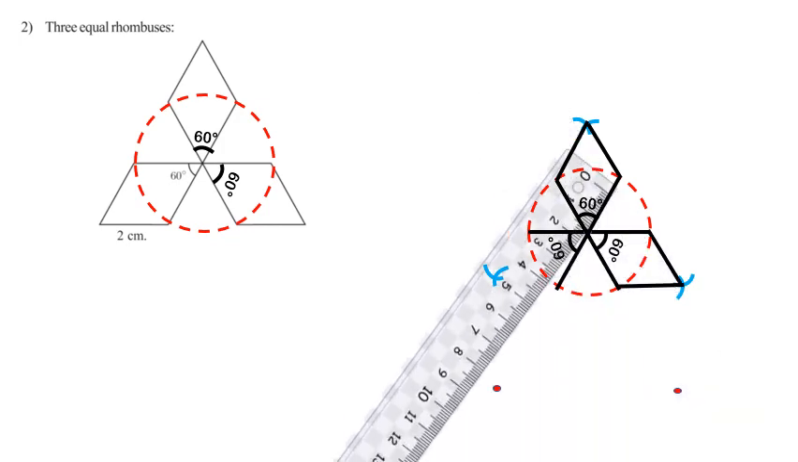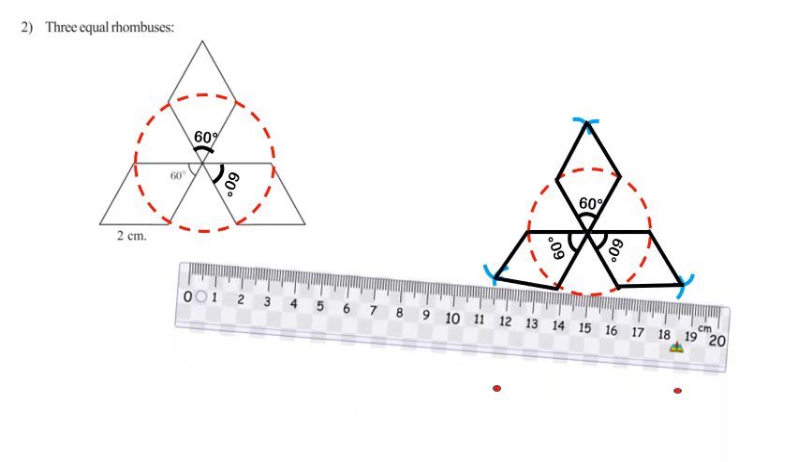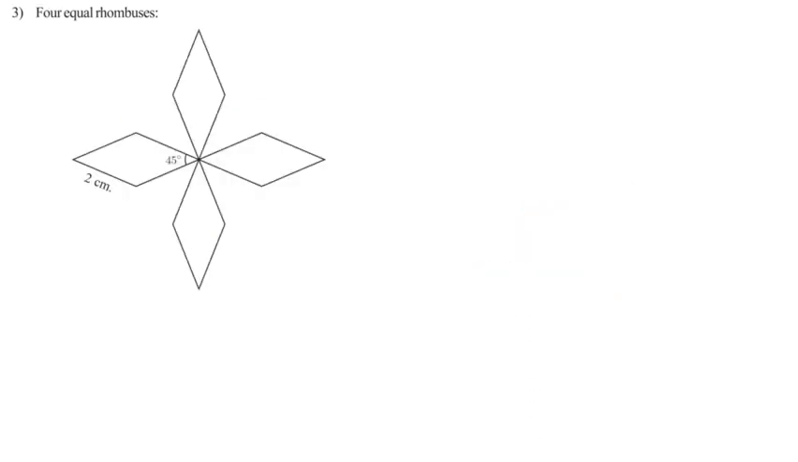Then we get the required pattern of 3 equal rhombuses. Third figure, 4 equal rhombuses. In this figure also, let us draw by using the above method. We know sides are 2 centimeters. So, first let us draw a circle of radius 2 centimeter like this.